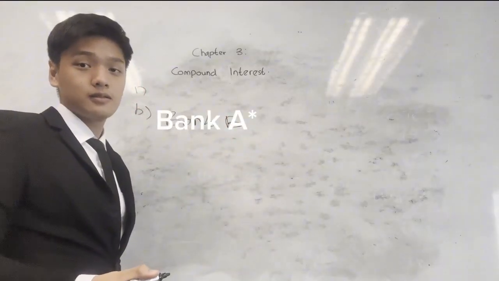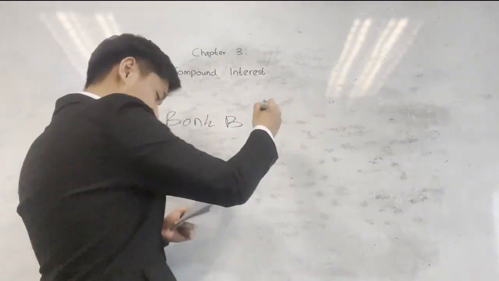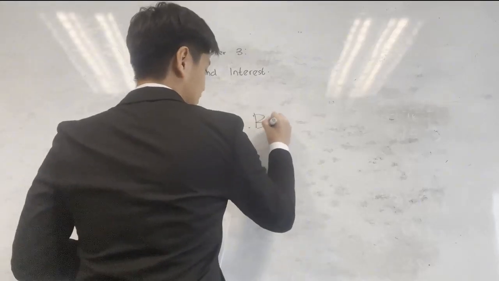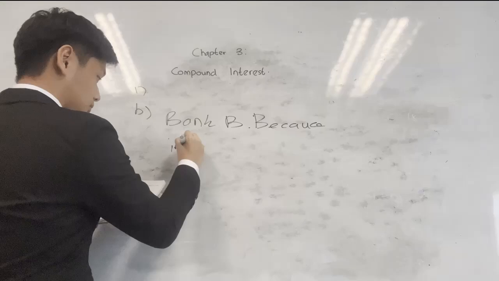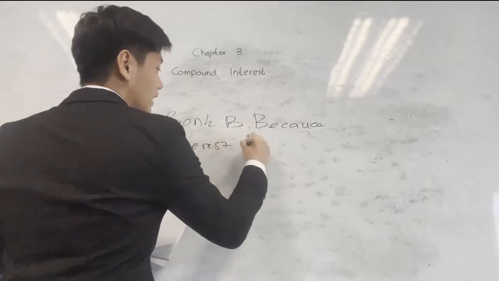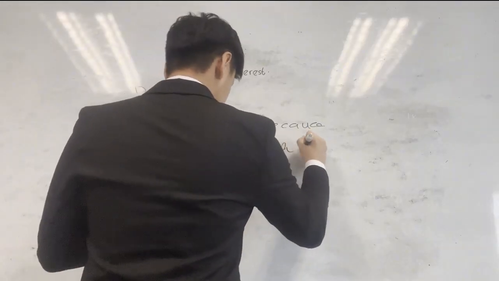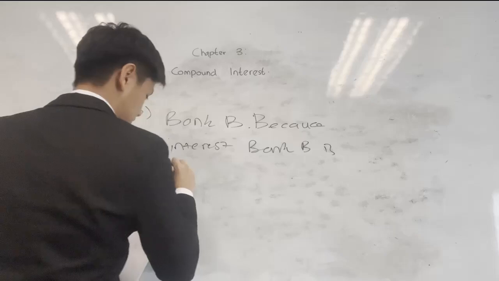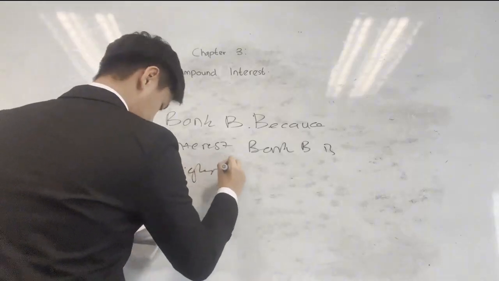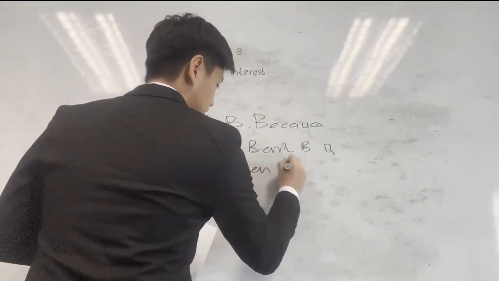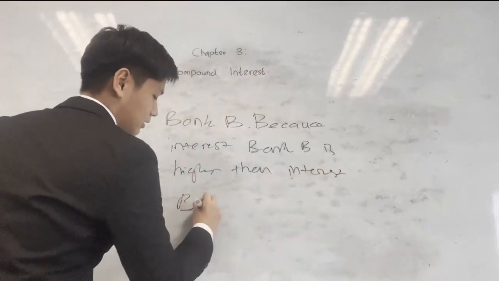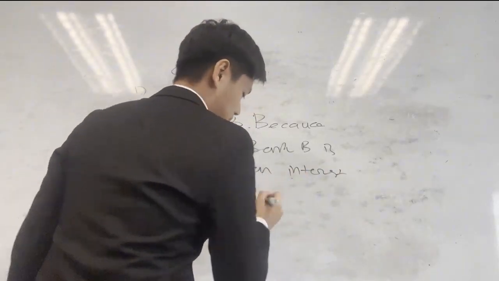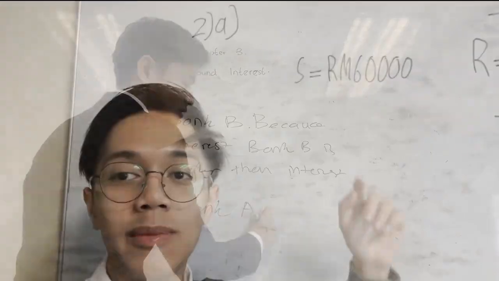We got that bank B has the highest interest. So for the reason, because the interest of bank B is higher than the interest of bank A. That's all. And we got 2 marks, isn't it?